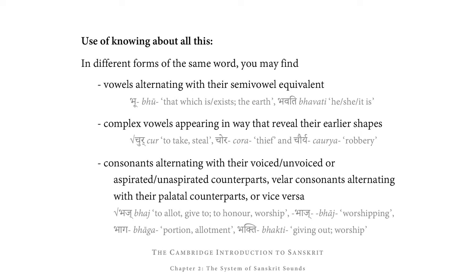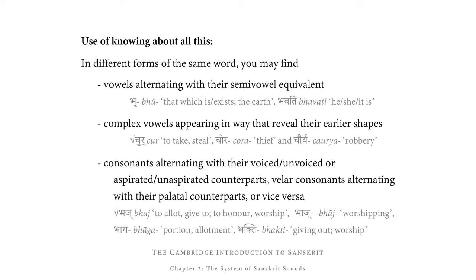Also, it's useful to know about the relationships between consonants. So to know what the voiced equivalent of an unvoiced sound is, for example, or also to know what the palatal equivalent of a velar sound is and vice versa, because very often we find these alternating. So a voiced consonant may become unvoiced, an aspirated consonant may become unaspirated, a velar may be replaced by its palatal counterpart, and so on.